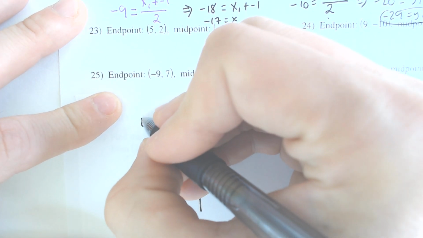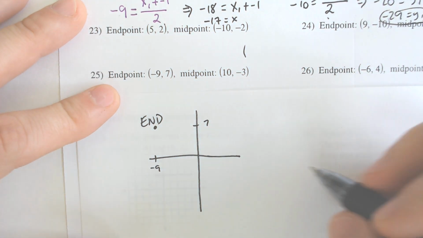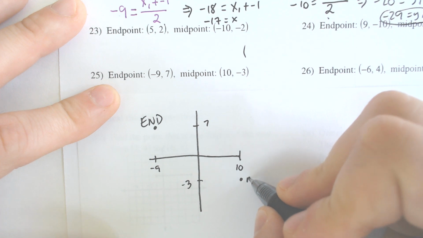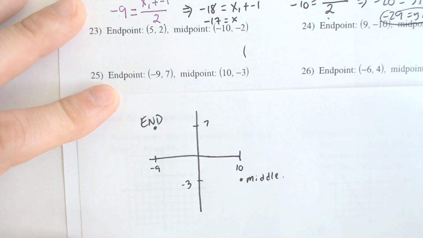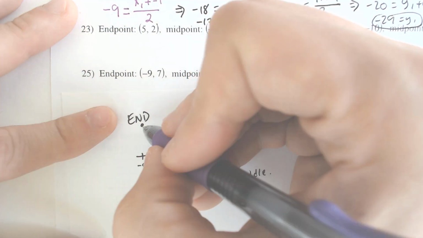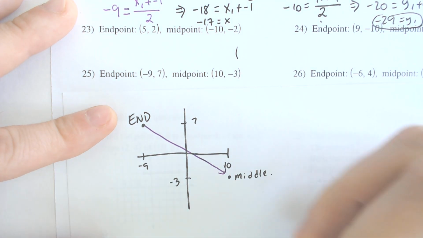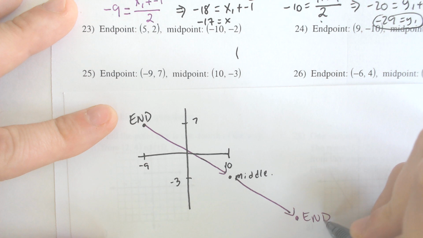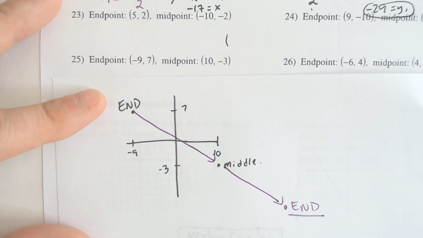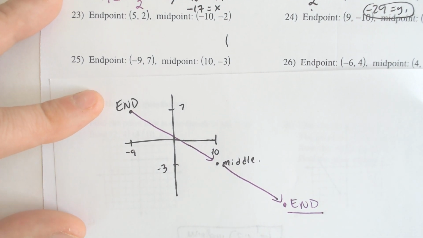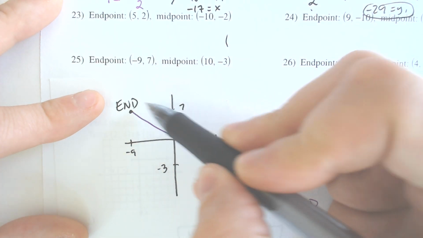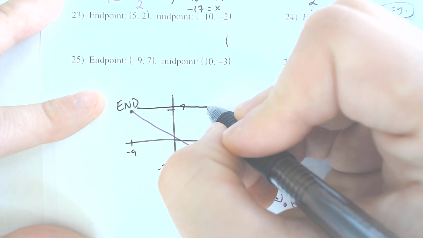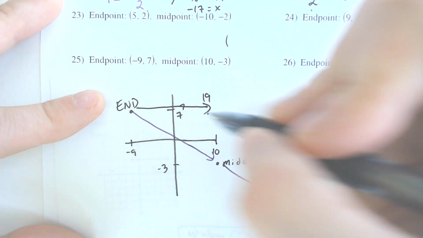It shows what's happening. We have -9, +7. That's an endpoint. Then we have +10, -3. That is the middle. It shows what's going on when you graph it. We have gone from here to there. We have to do it again. So the other endpoint has got to be somewhere over here. Well, we're just counting at this point. We went to the right by 9, then another 10.